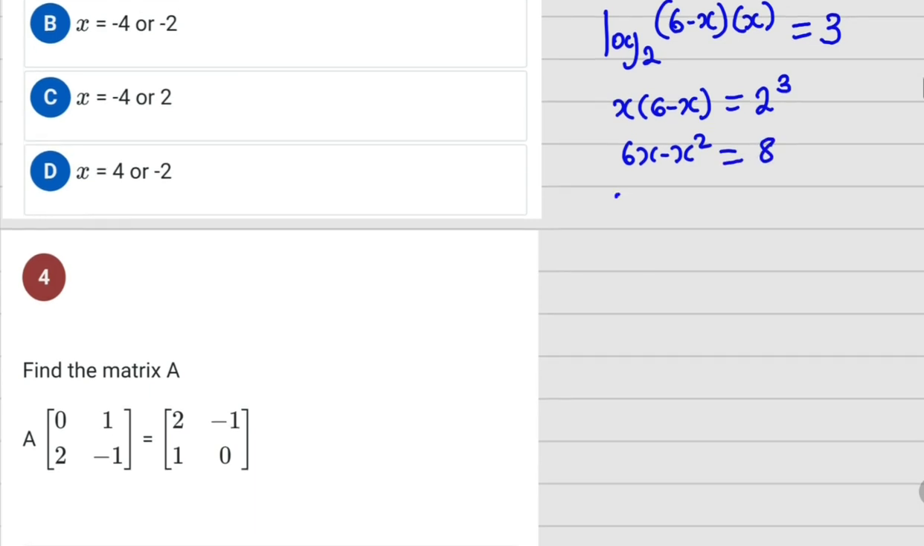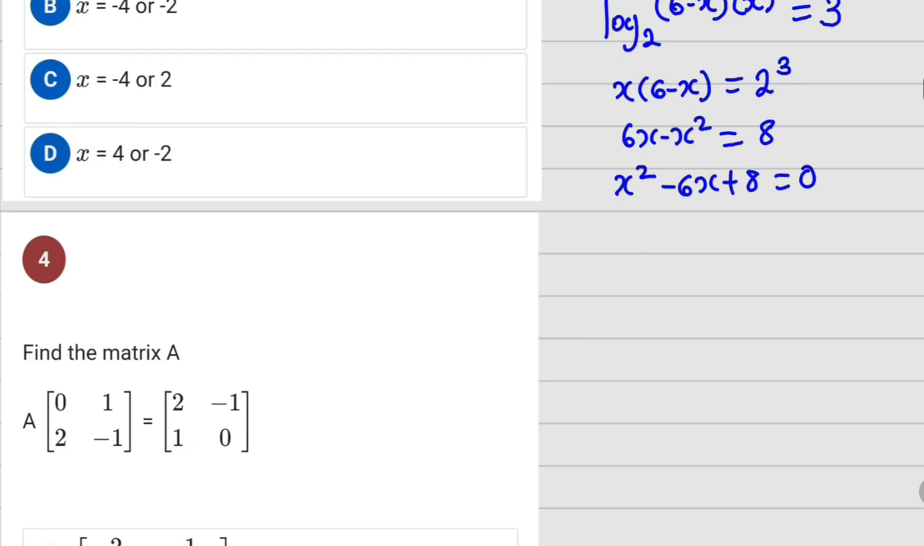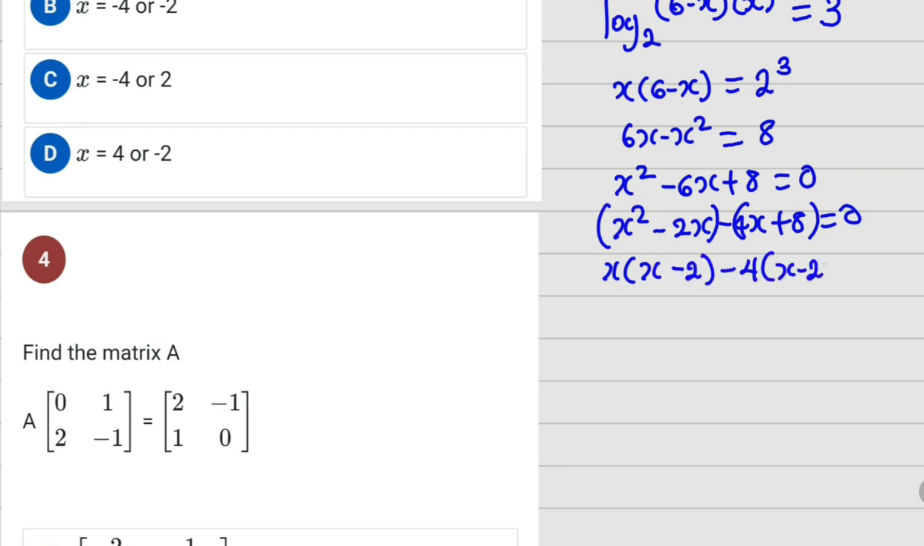Now when we rearrange, we are going to have x squared minus 6x plus 8 equals 0. Then we now factorize and work out. You agree with me that the factors in this case will be minus 2 and minus 4. So x squared, you have minus 2x minus 4x, then plus 8 equals 0. I'm grouping it into 2, so I can factorize. So this is going to be x into x minus 2, then minus 4 into x minus 2 equals 0. So this is x minus 2 into x minus 4 equals 0.